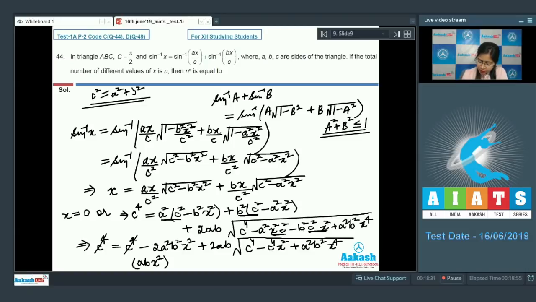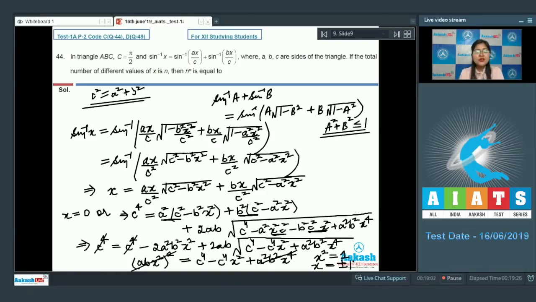ab x square. Squaring on both sides, it will be equal to c4 minus c4 x square plus a square b square x raised to the power 4. Now these two will also get cancelled. Now c raised to the power 4 is not equal to 0, which means that x square minus 1 is equal to 0. That is x square is equal to 1. So that means that x is equal to plus minus 1.